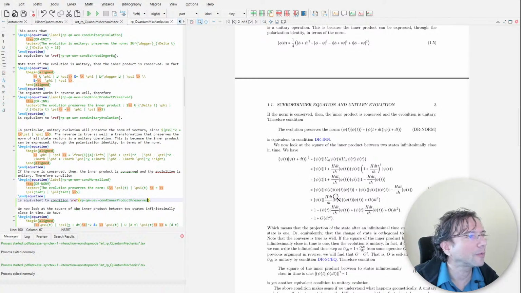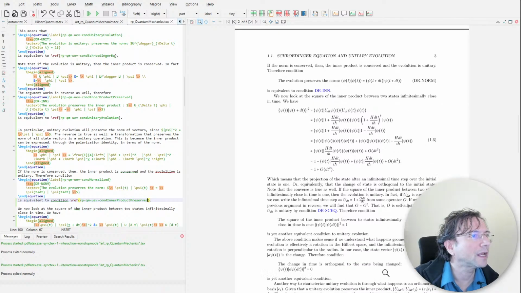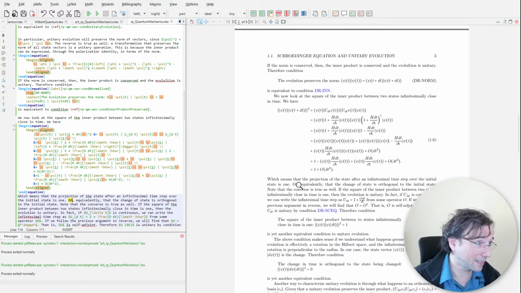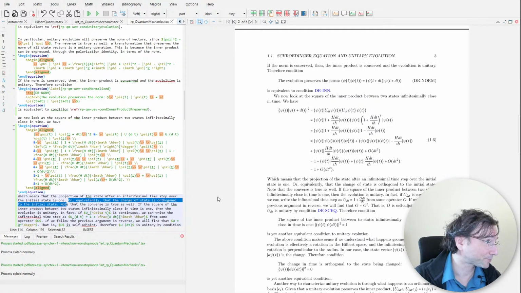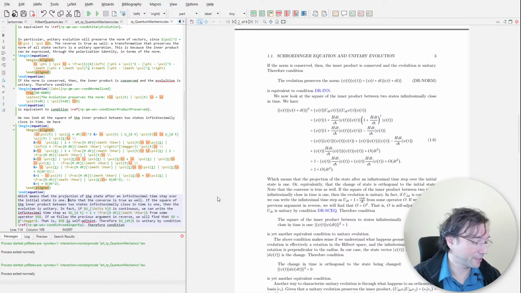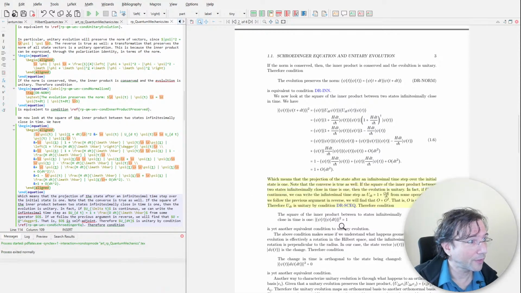Okay, now probably it's better like this, because then you see that the Hermitian parts simplify, and which means that the projection or initial equivalent, that the change of state is orthogonal to the initial state, and that the conversion is true. Square the inner product. Oh, and then okay, so the equivalently was that. Okay, so this is psi t plus dt.